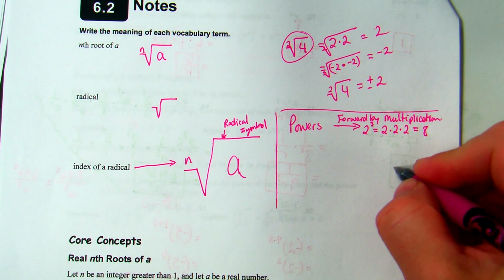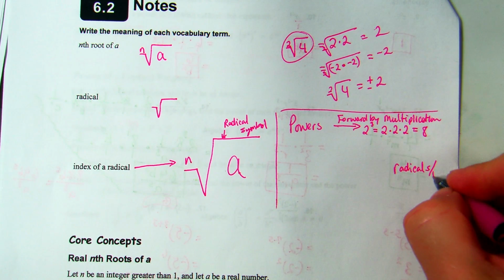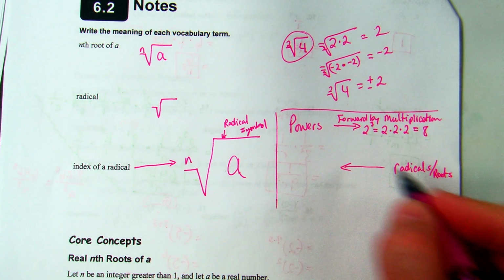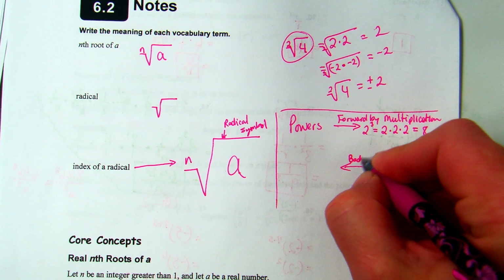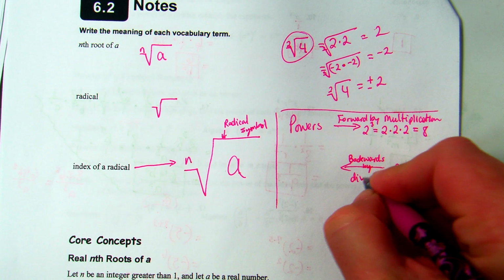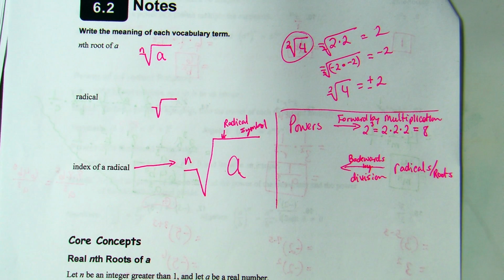Okay, radicals or roots, when we're finding roots, you're actually going backwards. Okay, you're going backwards by division. So if you think about it, powers are just the inverse of radicals, or radicals are just the inverse of powers, right? I mean, if we're multiplying to do powers, then we're dividing to do radicals.